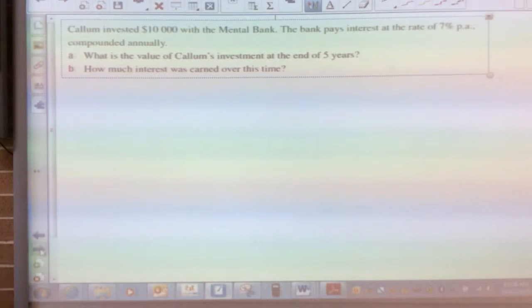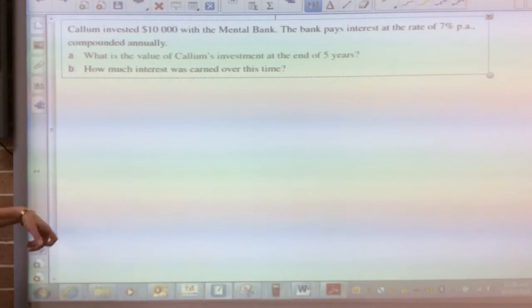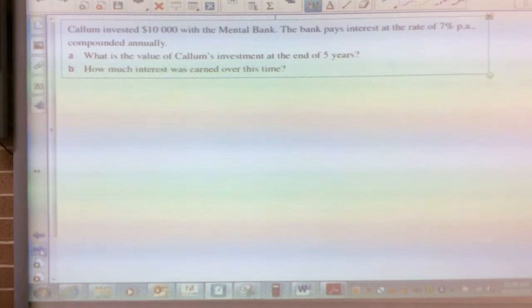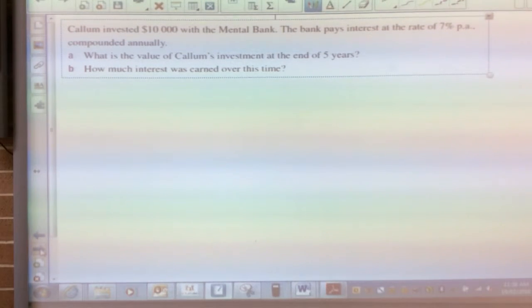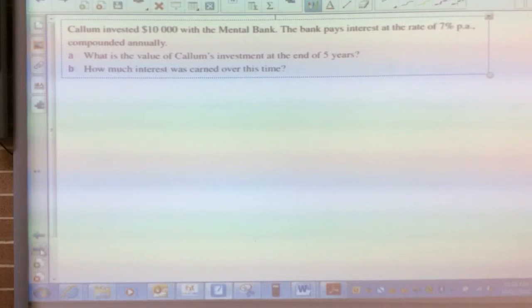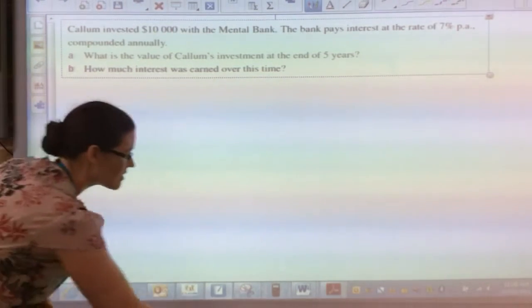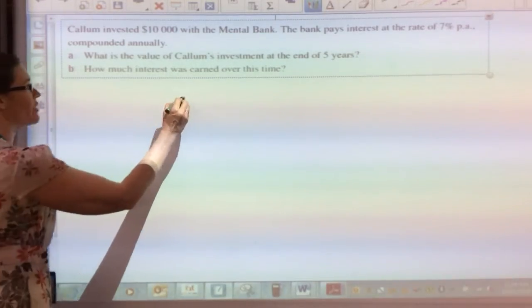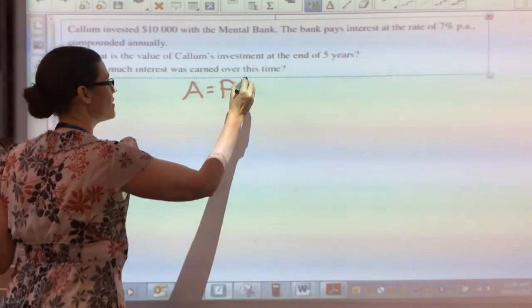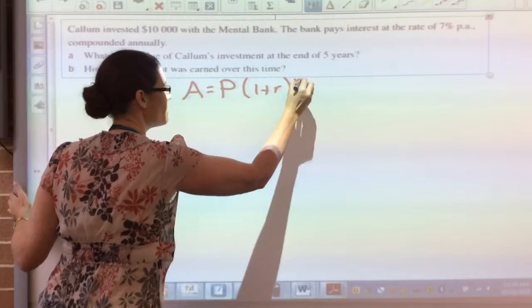So we have this example about Callum. Callum invested $10,000 with Mental Bank. The bank pays interest at a rate of 7% compounded annually. So this is compound interest, so we're going to know the rule. A equals P(1 plus R) at the end.